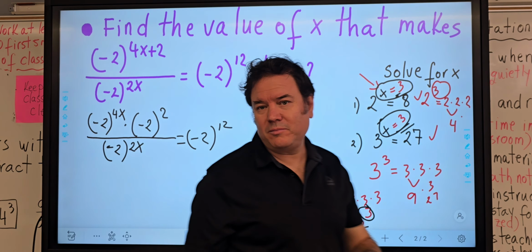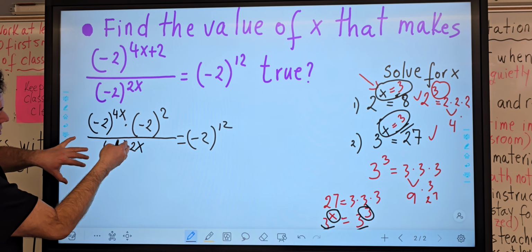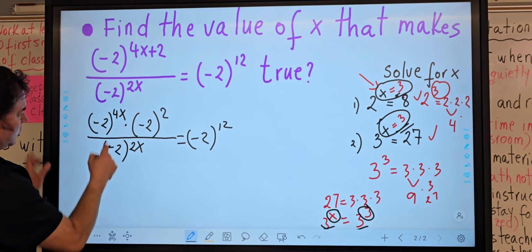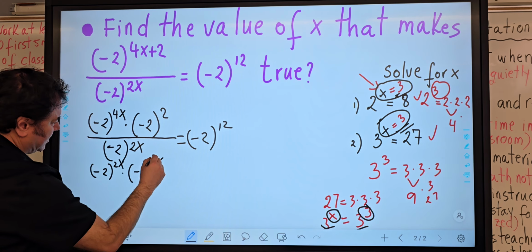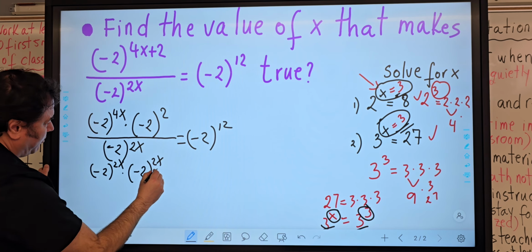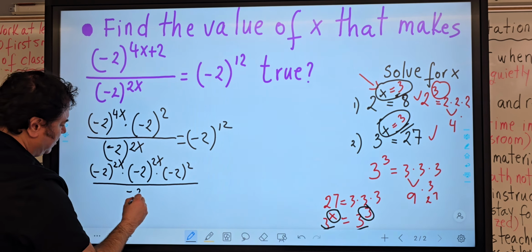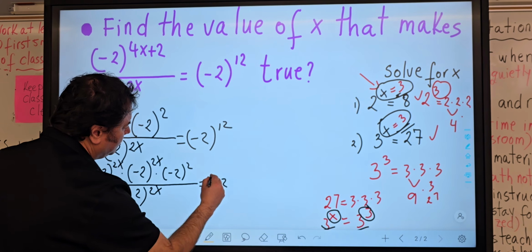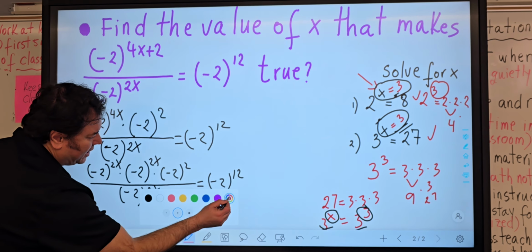Now, what else can we do here? We can go further and try to break this up into something that looks similar to the bottom. So here we can have negative 2 to the power of 2x times negative 2 to the power of another 2x. We broke this down into this: the same base, add the exponents. And we still have another one there, negative 2 to the power of 2, all over negative 2 to the power of 2x, and all should equal negative 2 to the power of 12. Okay? And now we can see something really interesting happening.